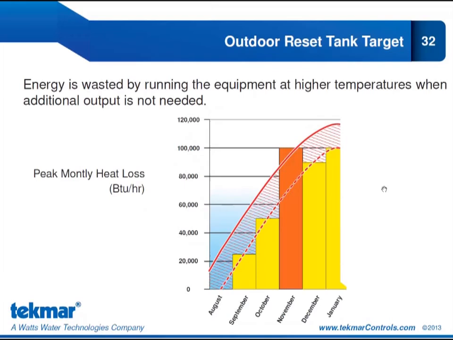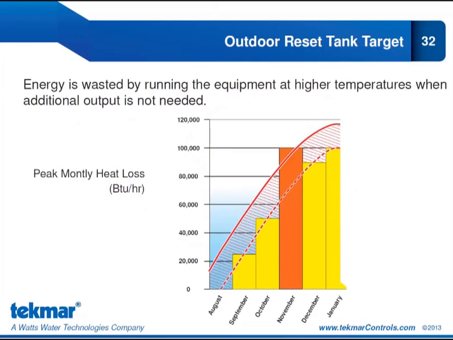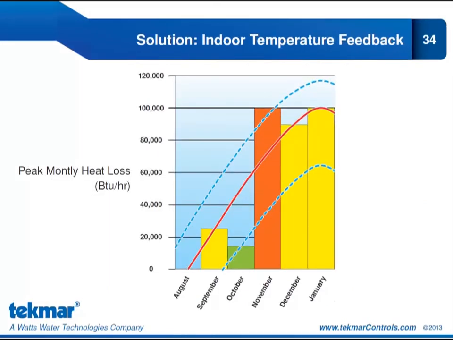As a reminder, the coefficient of performance from my heat pump is optimized when my entering load water temperature is at its lowest. So the fact that in the previous slide my tank target was higher than it needed to be for a lot of the year meant that I'm compromising the coefficient of performance. I'm compromising the efficiency of my heat pump. So what can I do about it? The solution is indoor temperature feedback. Now this is only possible because of communication between the zones and the system control.